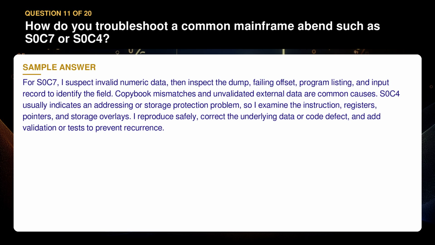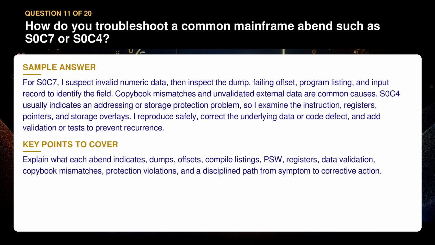For S0C7, I suspect invalid numeric data, then inspect the dump, failing offset, program listing, and input record to identify the field. Copybook mismatches and unvalidated external data are common causes. S0C4 usually indicates an addressing or storage protection problem, so I examine the instruction, registers, pointers, and storage overlays. I reproduce safely, correct the underlying data or code defect, and add validation or tests to prevent recurrence.